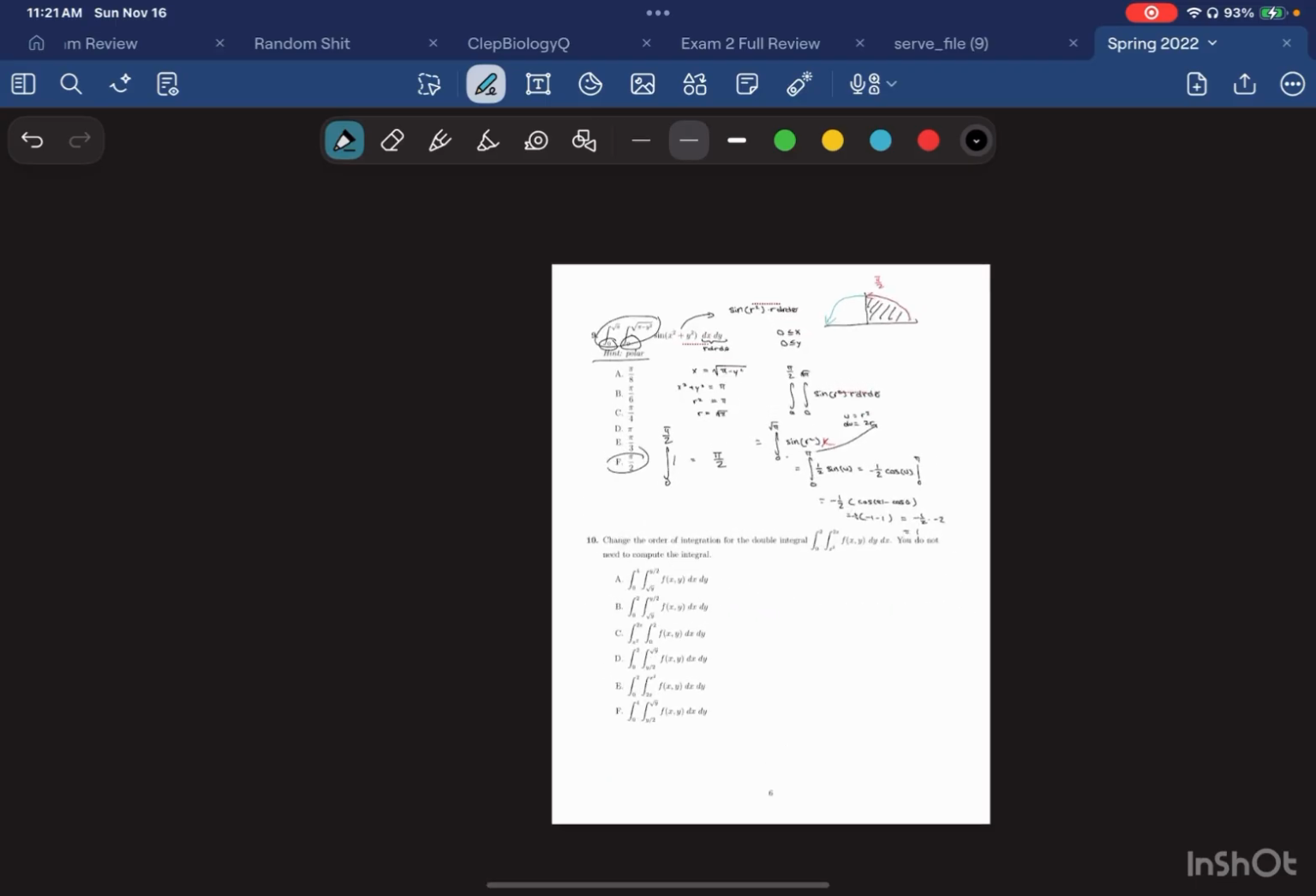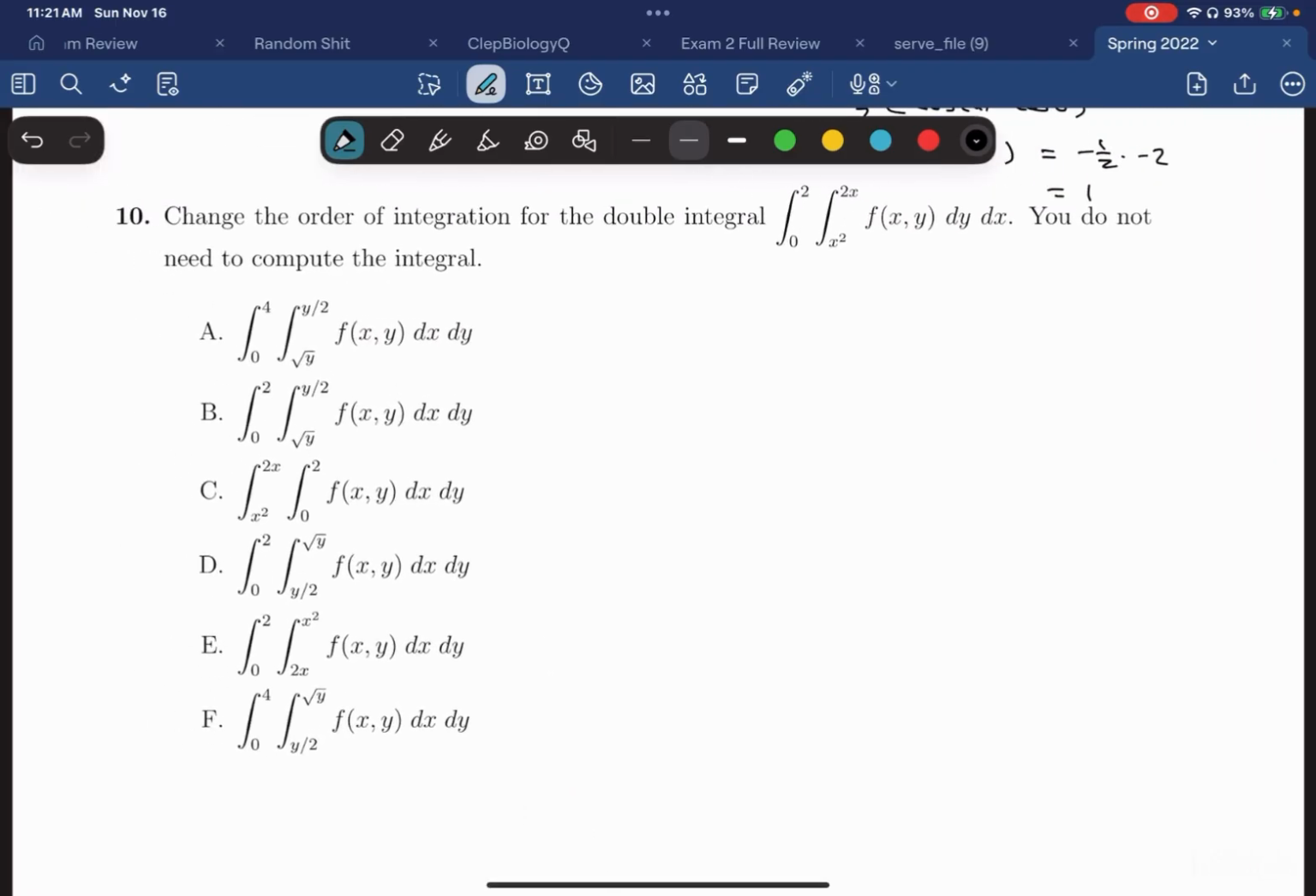Okay, number 10. Change the order of integration for the double integral dy dx. So y runs from the parabola y equals x squared as the lower bound, and then it goes to y equals 2x as the upper bound. So as you can see, it runs from here to here. Now we want it to change to run from here to there. So we got to change these. So if y is equal to x squared, we can just say that x is equal to the square root of y.